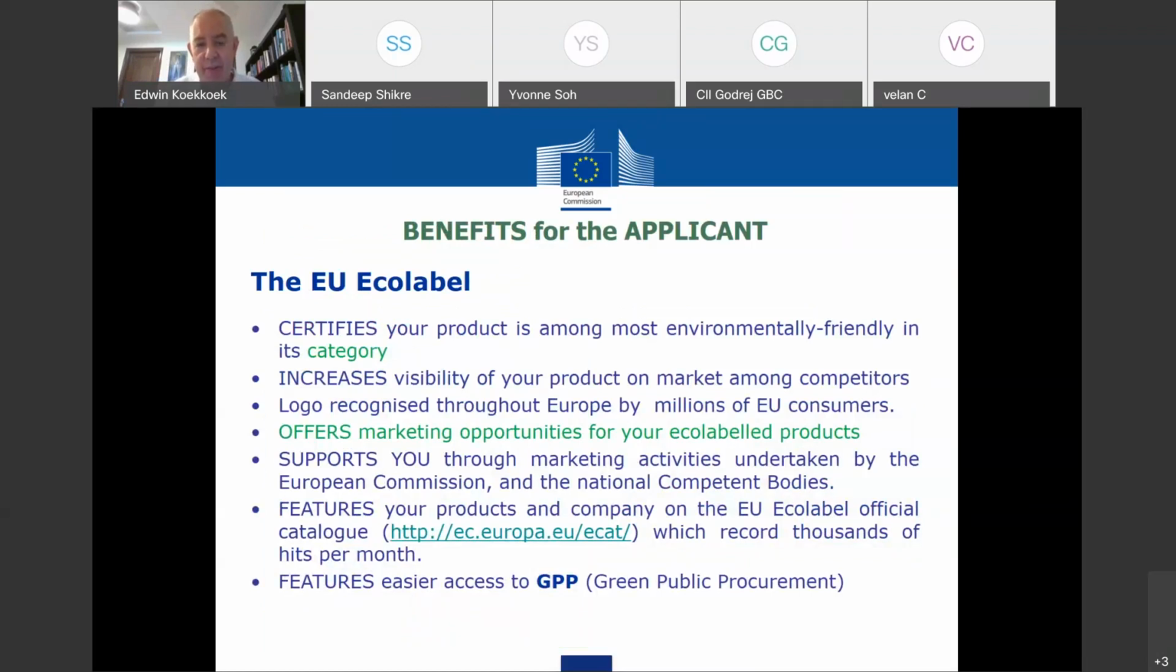So this Eco Label is not only important for the consumer, it's also important, we believe, for the applicants, so for the European industry. It certifies that your product is among the most environmentally friendly in its category. It increases the visibility of your product on the market among competitors. It's a logo that is recognized throughout Europe by millions of EU consumers. Actually, the European market, it's a single market. It's the biggest market in the world. It offers marketing opportunities, and also, and that's the last bullet, it features easier access to green public procurement. So if you have this label, there will be a higher chance that your product will be used by government authorities.